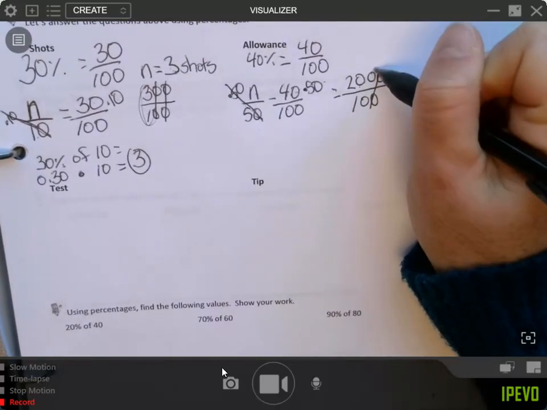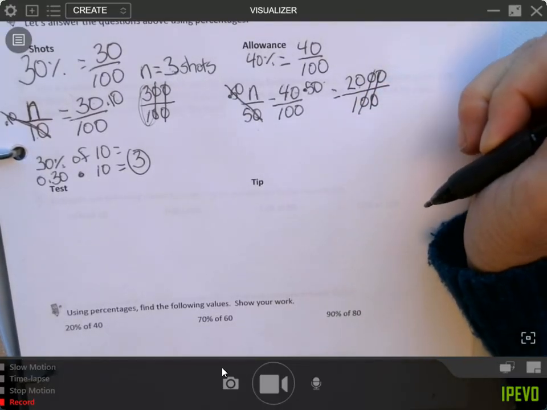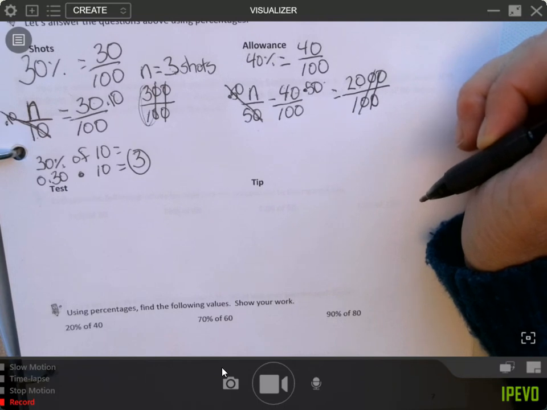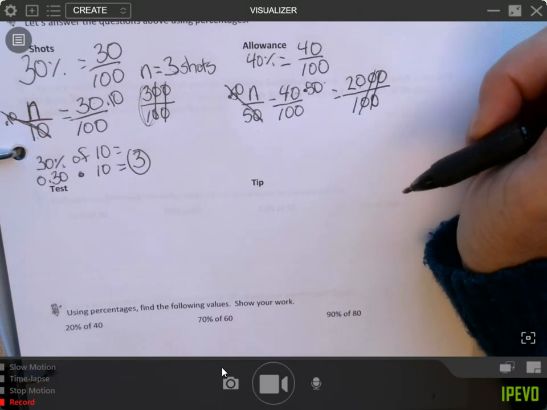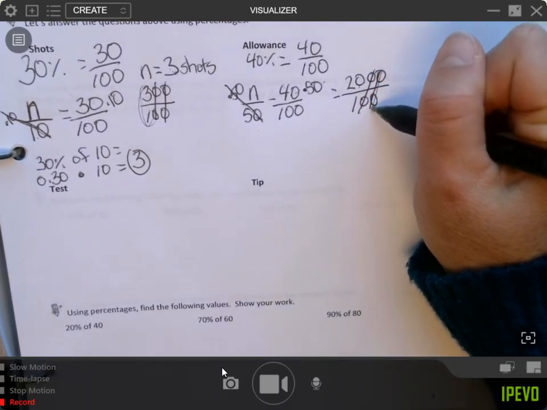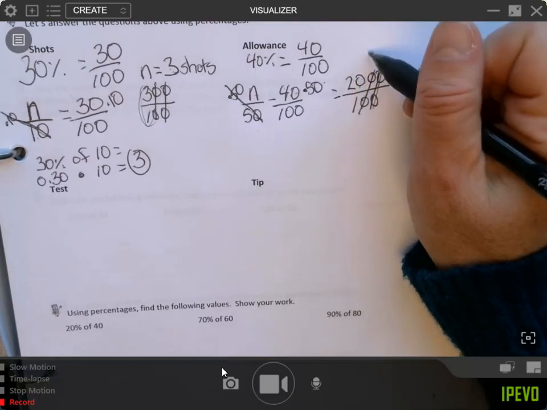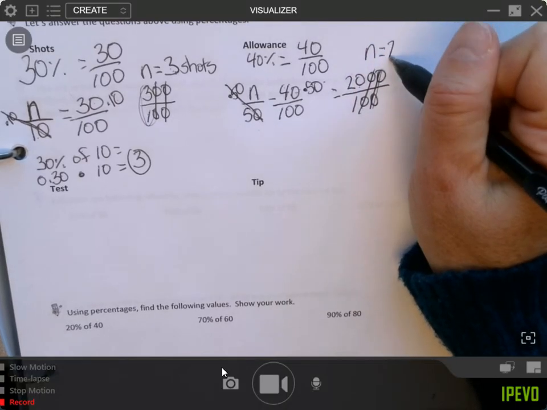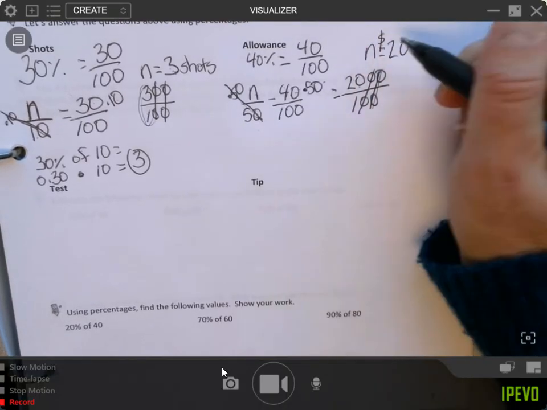We can cancel out those zeros. What number are we left with? Adeline? No. Look up here. We canceled out those zeros. 20. So we know n equals 20. He spent $20.